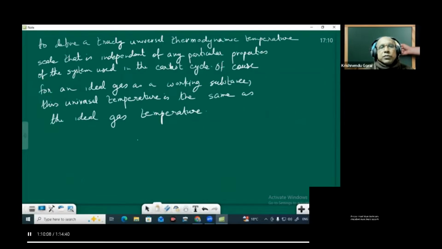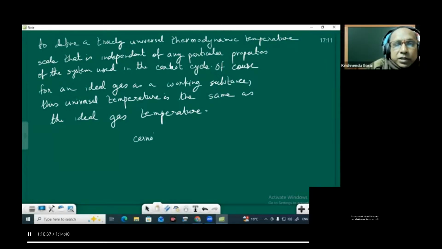The next thing is this one, that is to define a truly universal thermodynamic temperature scale that is independent of any particular properties of the system used in the Carnot cycle. Of course, for an ideal gas as a working substance, we have taken an ideal gas as the working substance in the Carnot engine. And for this, the universal temperature is the same as the ideal gas temperature. So what you have to do in this period, you have to write in your copy about the Carnot cycle.